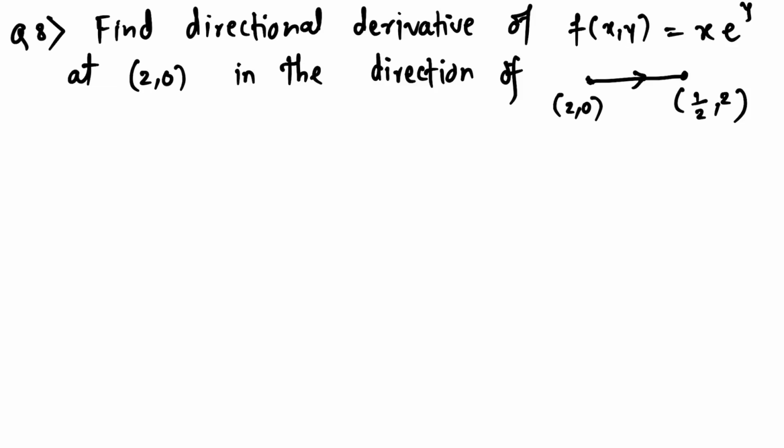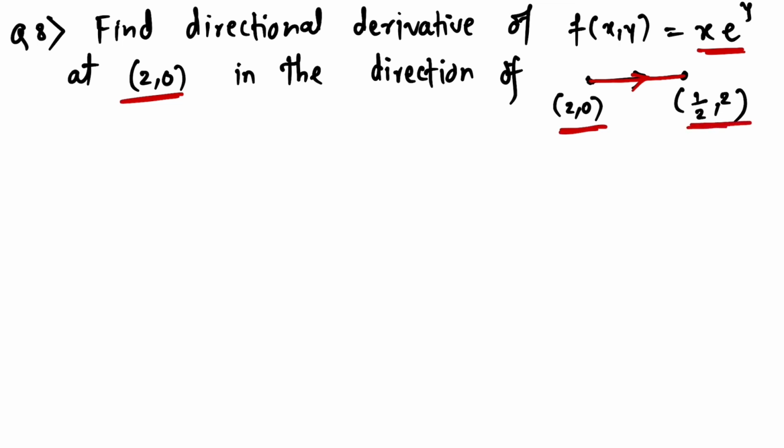Hey everyone, in this video we are going to solve some questions from GATE 2021 CE, and this question is from directional derivative. We have given a function f of x, y is equal to x times e raised to y, and we have to find the directional derivative at point (2, 0) in the direction of the vector which is a line joining the point (2, 0) and (1/2, 2).